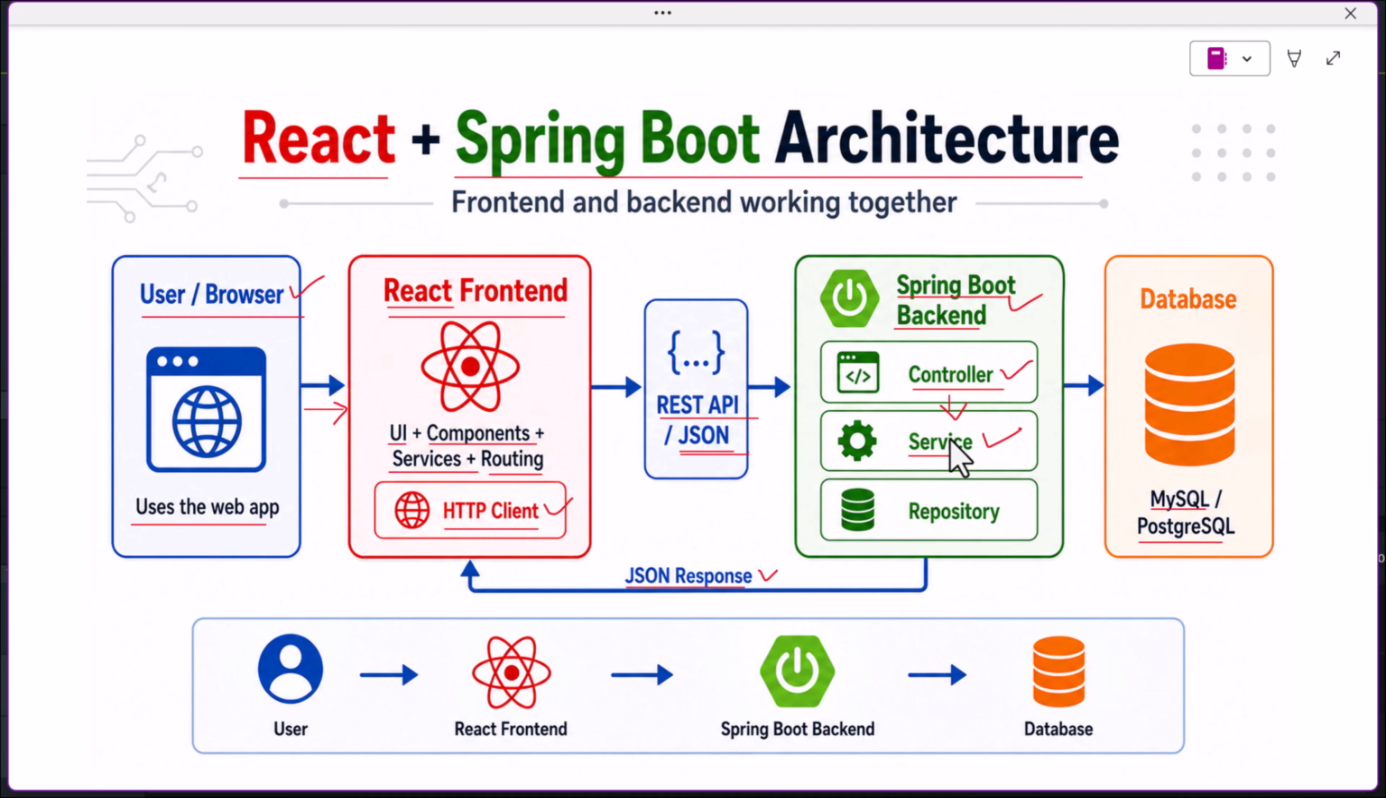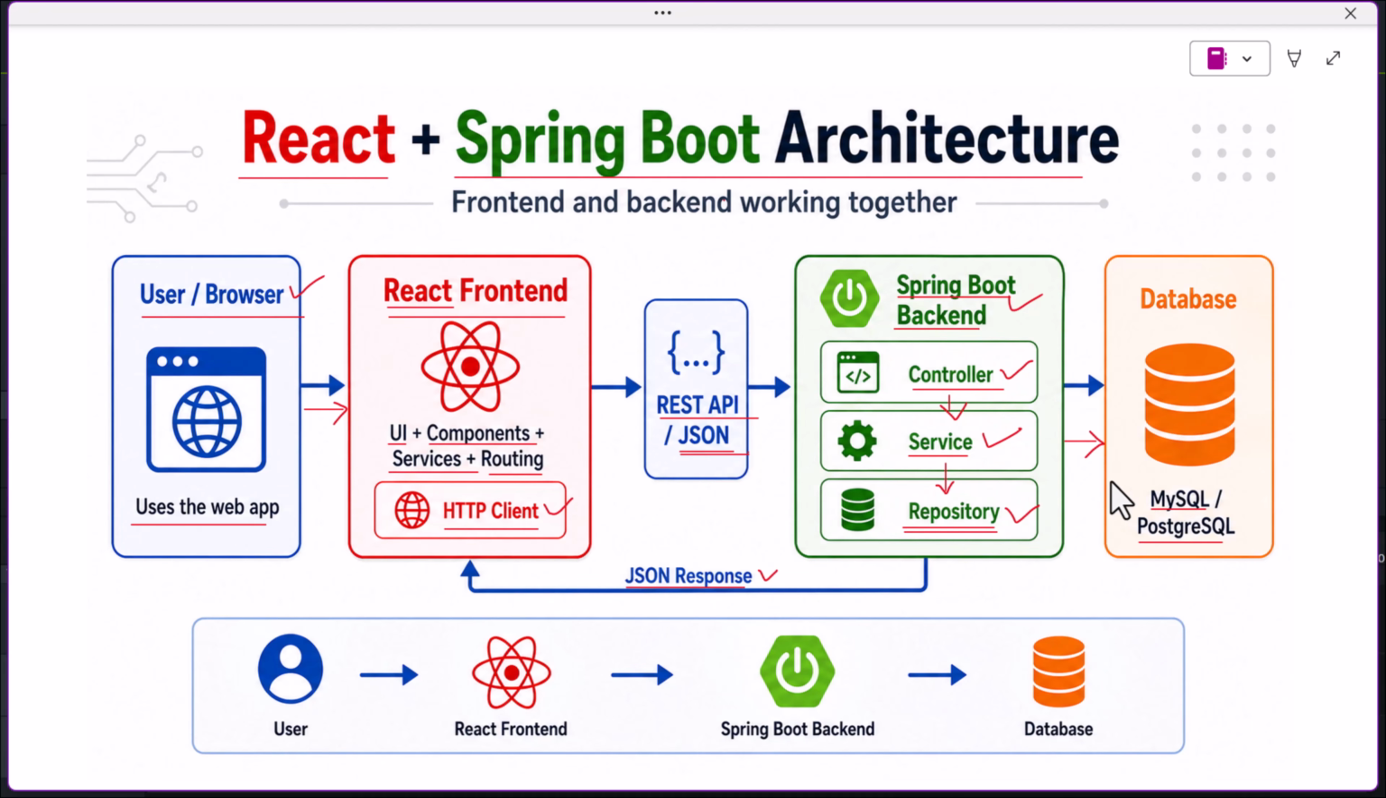After the service layer, the request goes to the repository layer. The repository layer is responsible for data access. It communicates with the database using technologies like Spring Data JPA. For example, if the service wants to fetch products, save a user, update an order, or delete a record, it calls the repository. The repository then performs the required database operation.